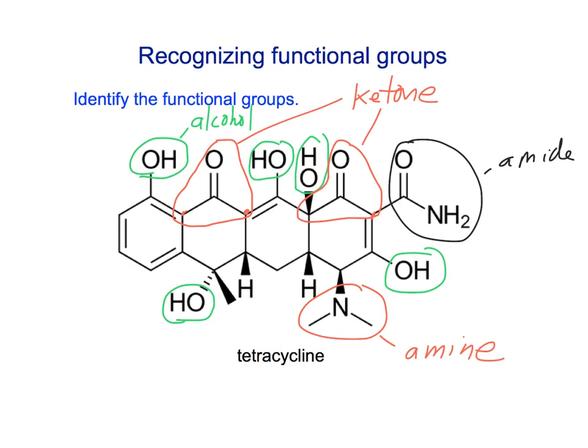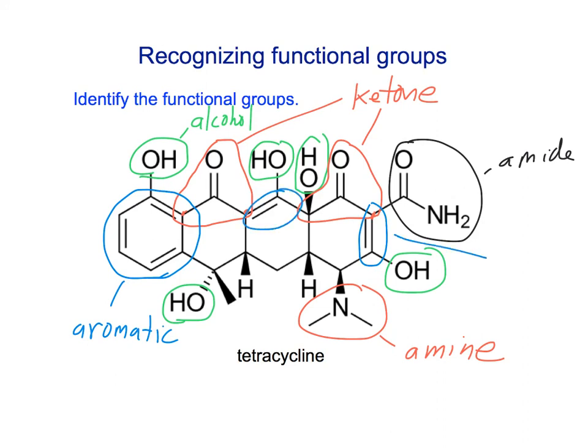And I think the last thing that we could draw in here as a functional group would be this group right here. Well, not only that, this would be the aromatic group. And right here and right here, both of these, what are these carbon-carbon double bonds? So these are alkenes. All right, that one and this one. So there are a lot of functional groups in tetracycline. All right, so let's start with something a little bit easier though. So try these problems.